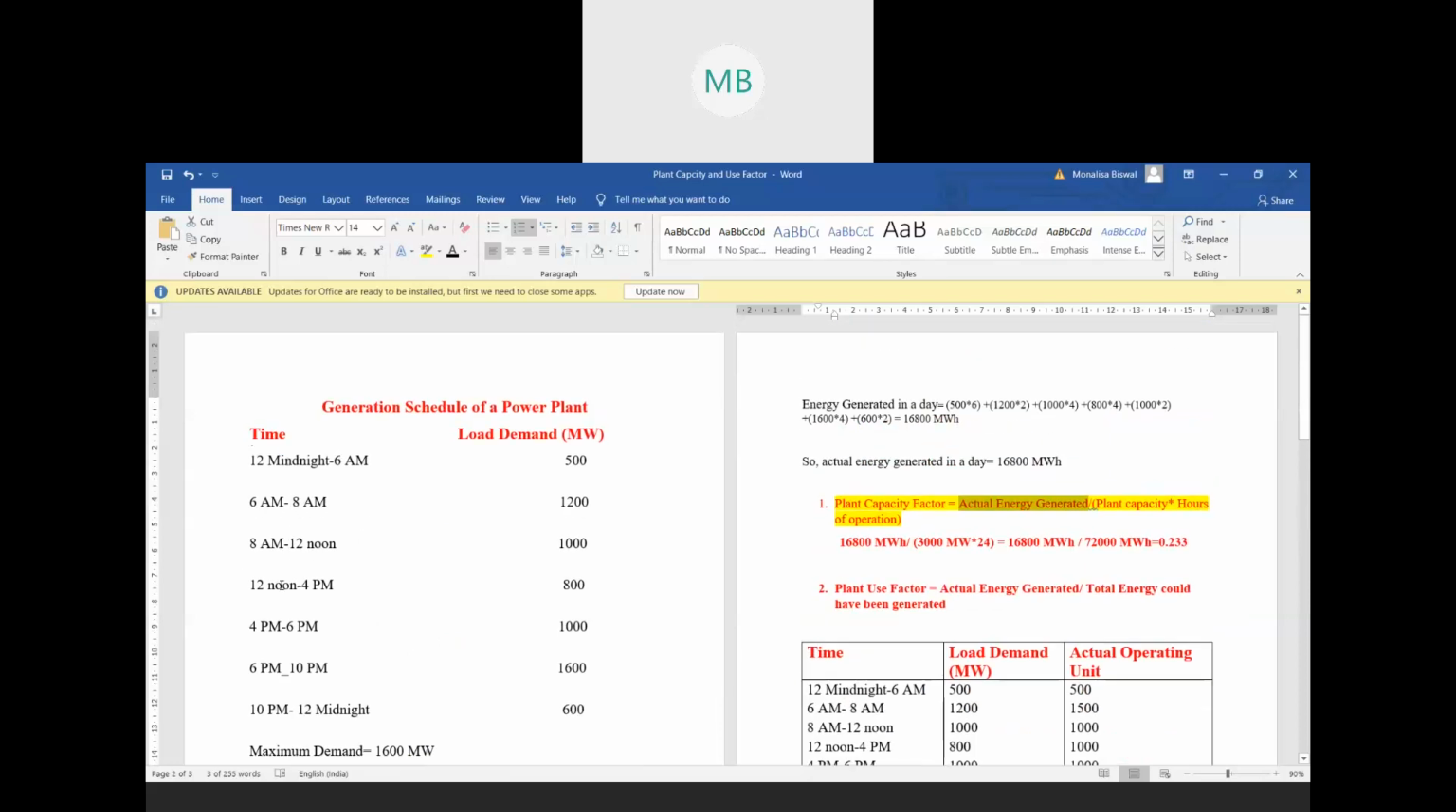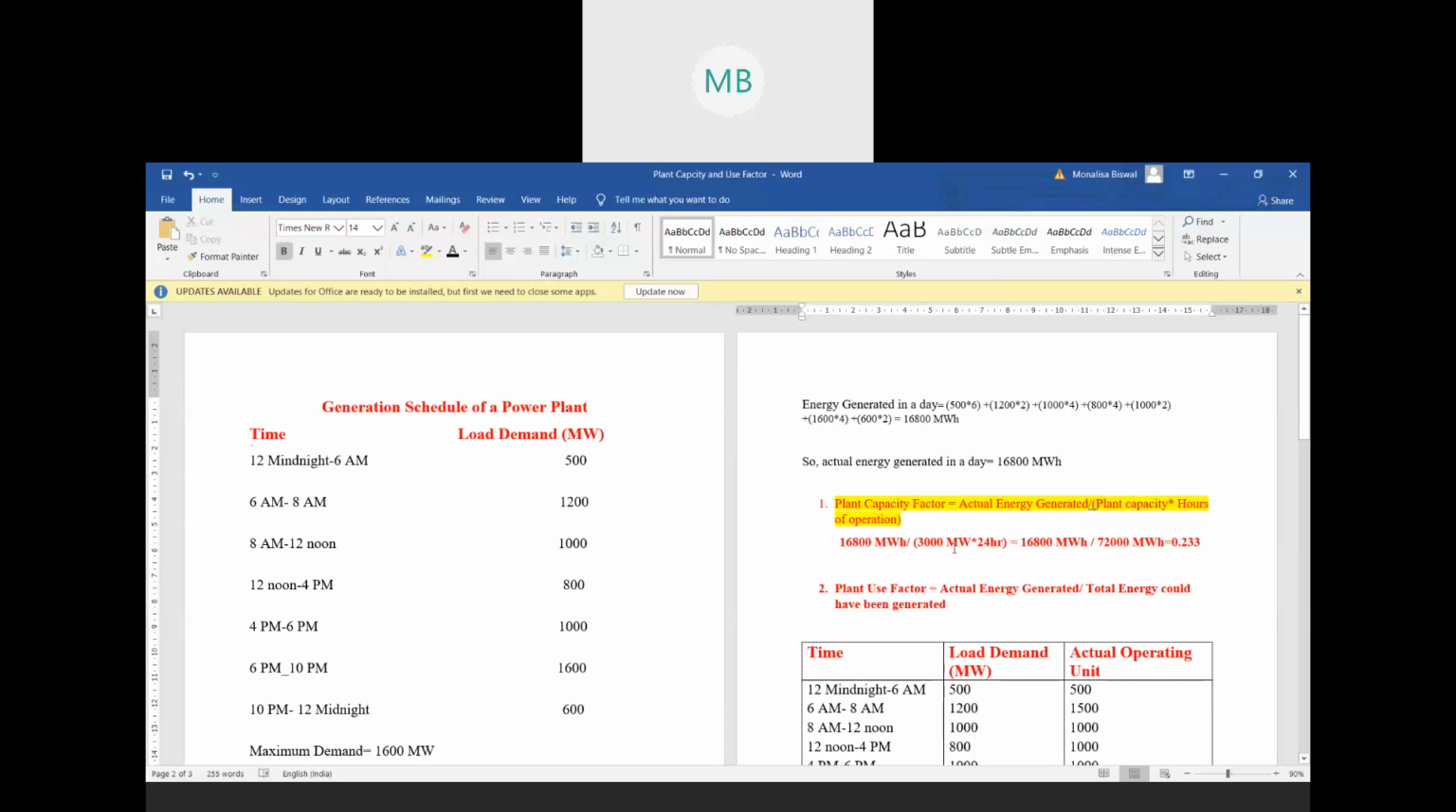The total hours of operation will be 24. So 16,800 megawatt hour divided by 3,000 megawatt into 24 hours. So the plant capacity factor will be 0.233, that means 23.3%. What is the meaning of this?